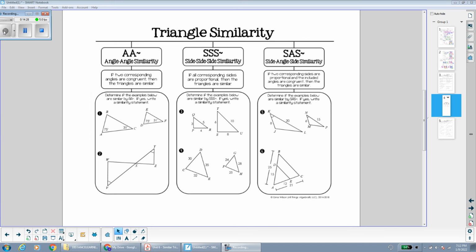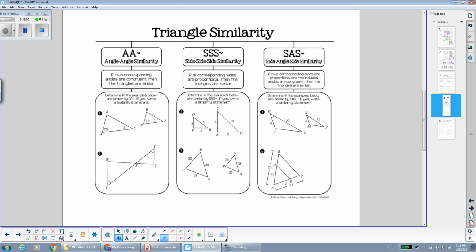We're going to really briefly talk in the video also about ways to prove triangles similar. And this is something that is in your packet as well, so you can take a look at this one. So we have 3 different methods of proving triangles similar. We have angle-angle similarity, which means that if you have 2 congruent corresponding angles in your 2 triangles, then that means that the third angle is also congruent, making the triangles similar to each other.